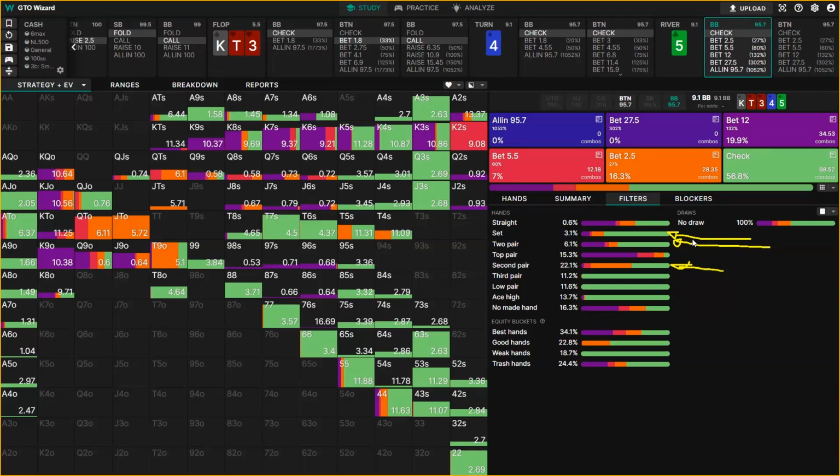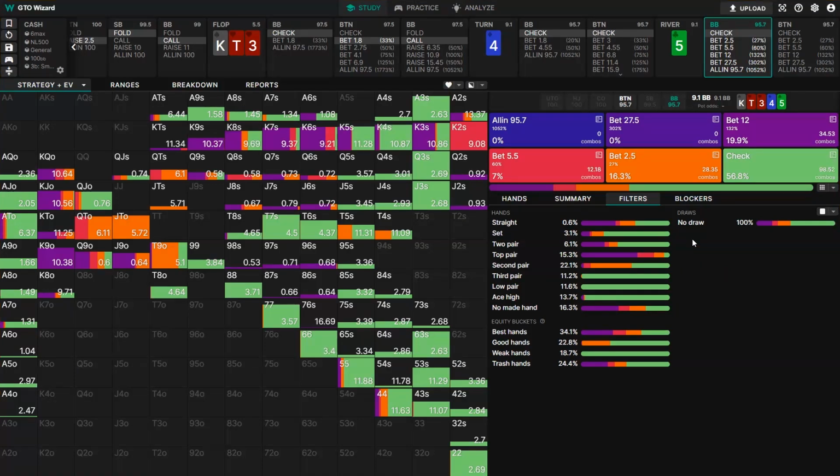Well, the reason is because a second pair does not protect our checking range. If we check with a second pair, our opponent can still take a top pair or a bluff and overbet 5 times the pot. And we're screwed, right? To protect our checking range, we don't do it with bluff catchers. We do it with traps, with hands that are actually beating his value bets, okay?